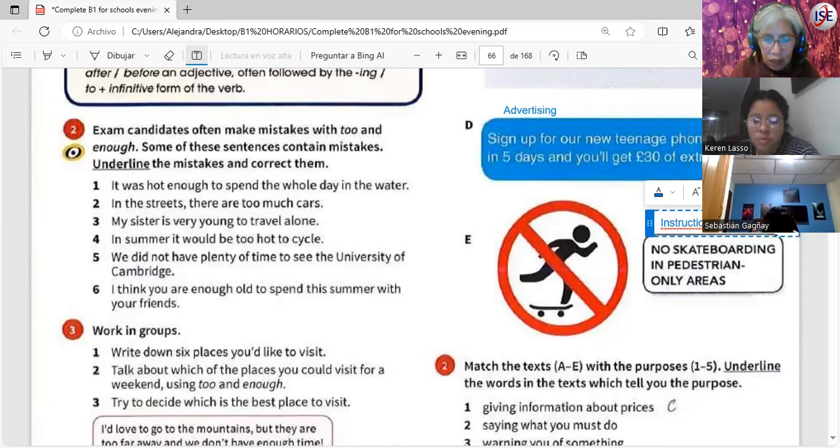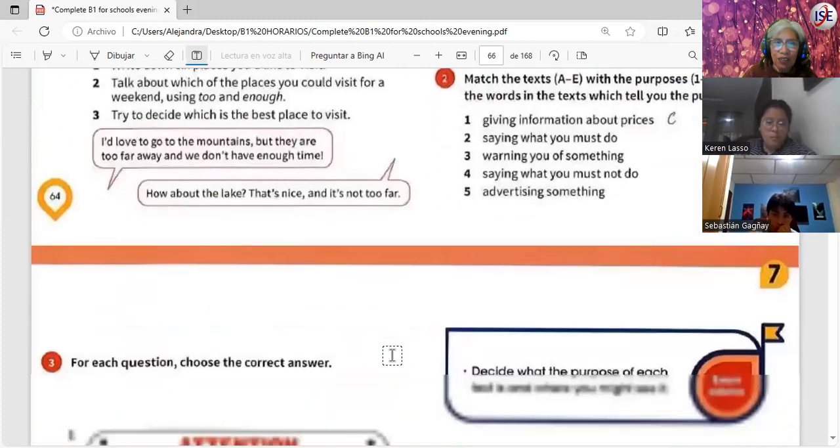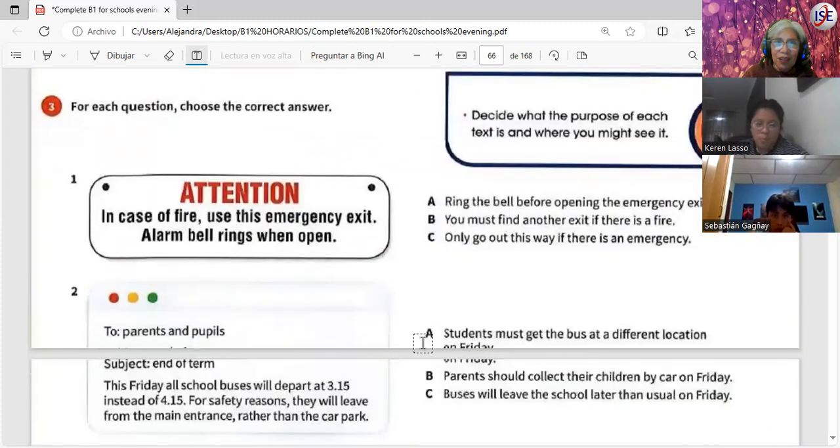What people must not do. What is forbidden or prohibited. Okay? Sometimes it's as easy as this. Other times they are kind of more difficult. Number one, attention. In case of fire, use this emergency exit. Alarm bell rings when open.